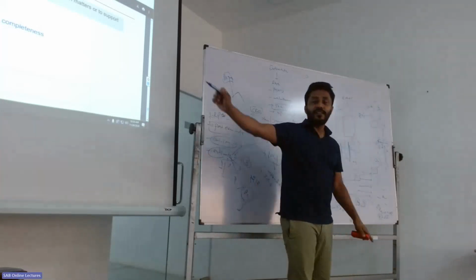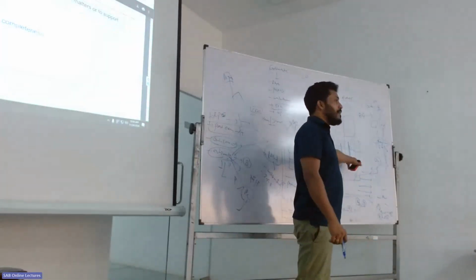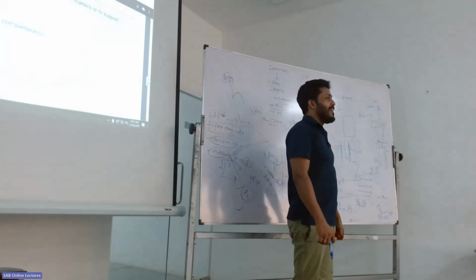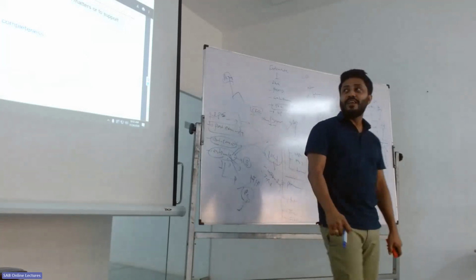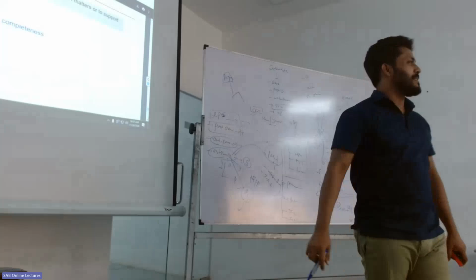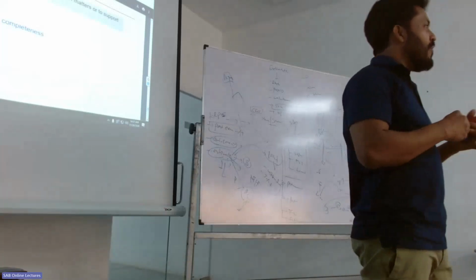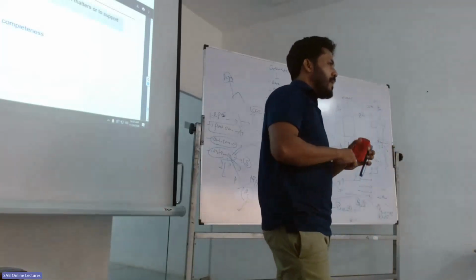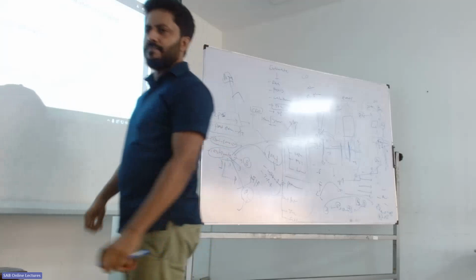So then we need to get this representation. That is called the letter of representation, LOR. Right? So what happens?